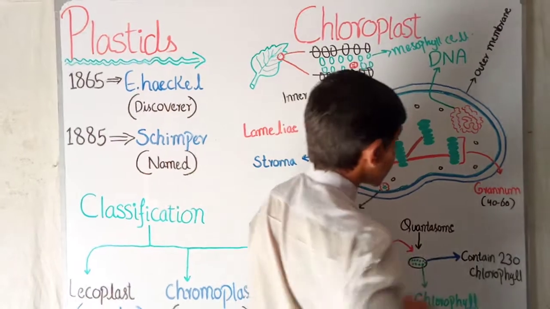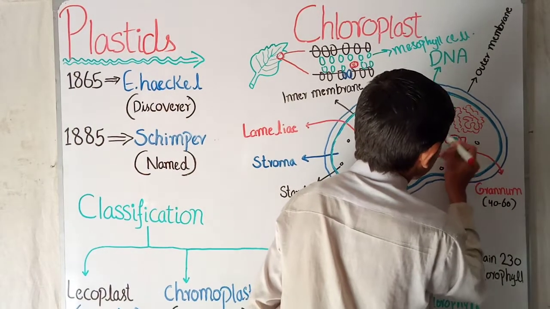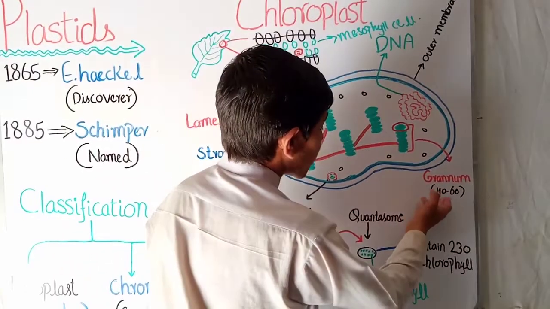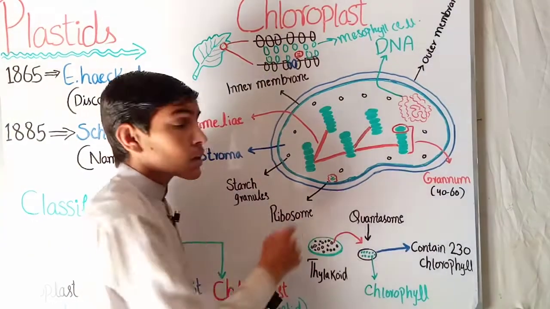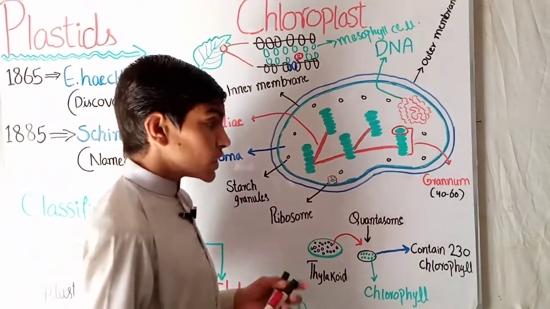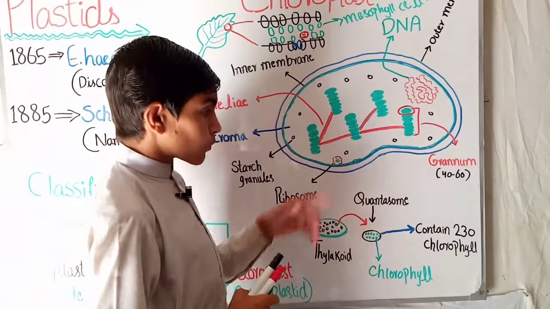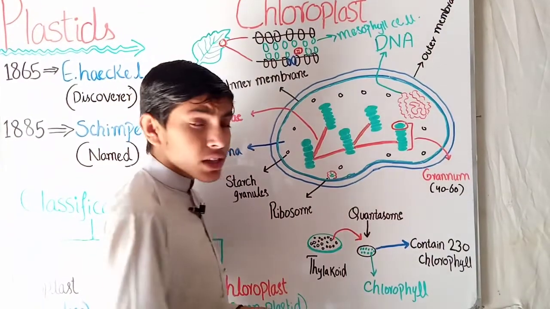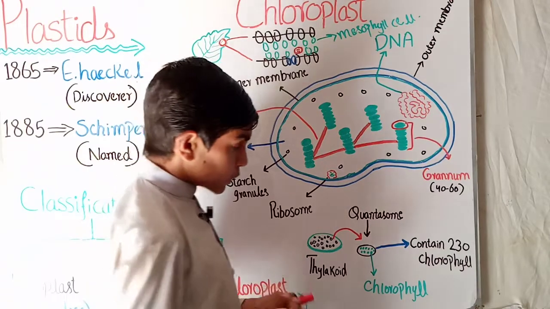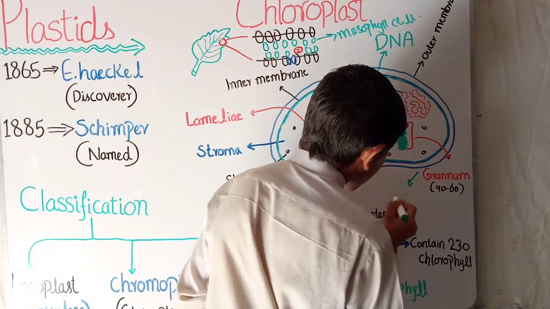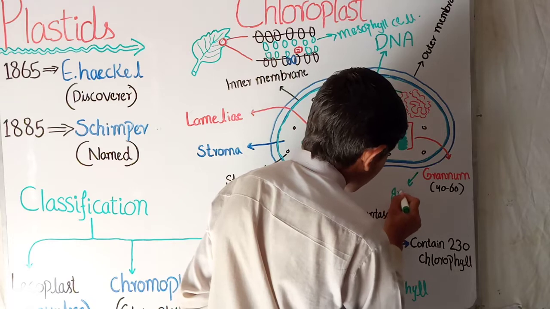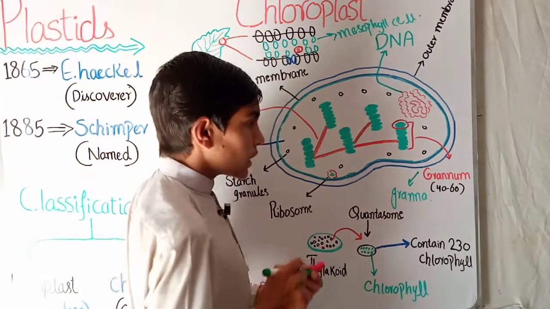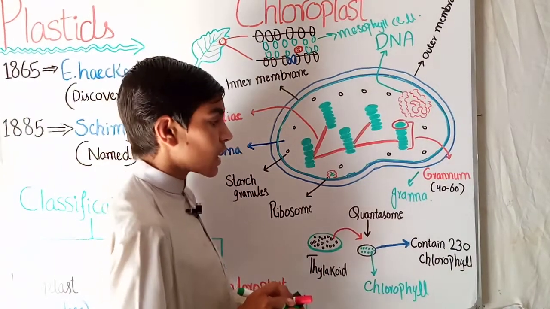This whole greenish structure is called granum, and only one of these structures is called a thylakoid. There are about 40 to 60 granum present in each chloroplast, and the plural of granum is grana. When a lot of granum combine together in a chloroplast, that is called grana.